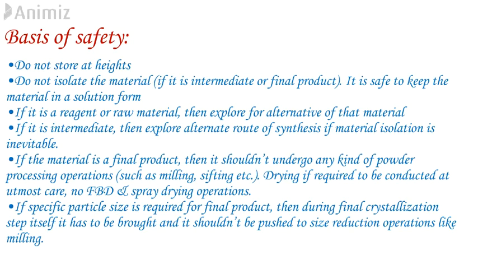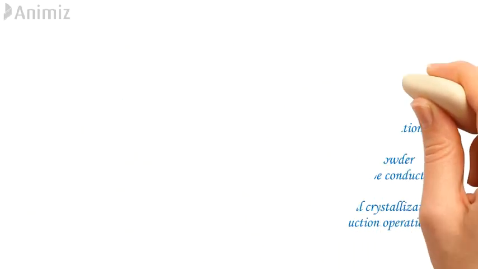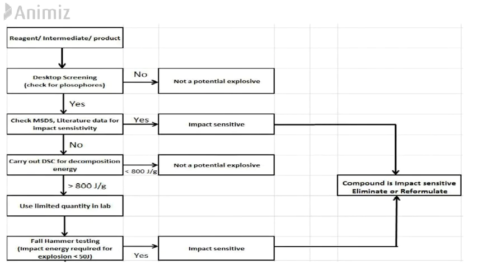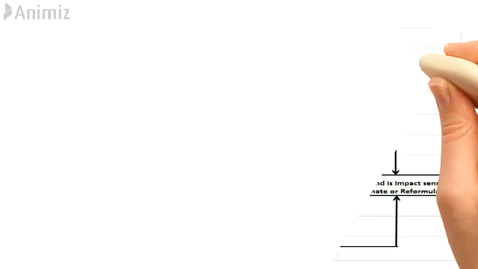If the material is a final product, then it shouldn't undergo any kind of powder processing operation such as milling or sifting. Drying, if required, must be conducted with utmost care, with no FBD or spray drying operations. If a specific particle size is required for the final product, then it has to be achieved during the final crystallization step itself and it shouldn't be pushed to a size reduction operation like milling. Finally, this is a flowchart for the explosive screening procedure, for easy and better understanding and to decide how to approach explosivity testing of a material.